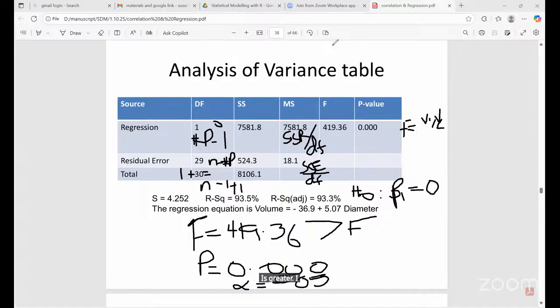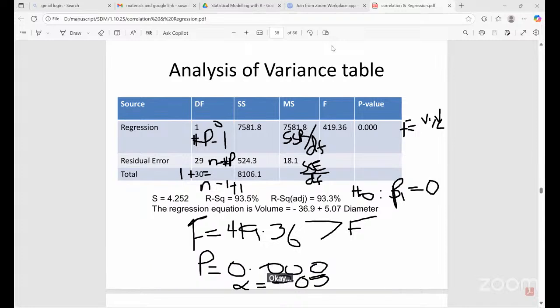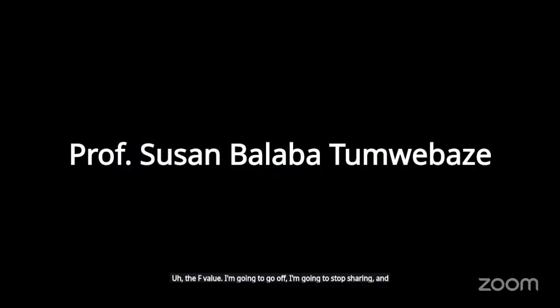I do not understand the F value. Okay. Please explain P and N in the analysis of variance table. Okay, let me explain that. The F value, I'm going to stop sharing and get an F table from Google. F distribution.